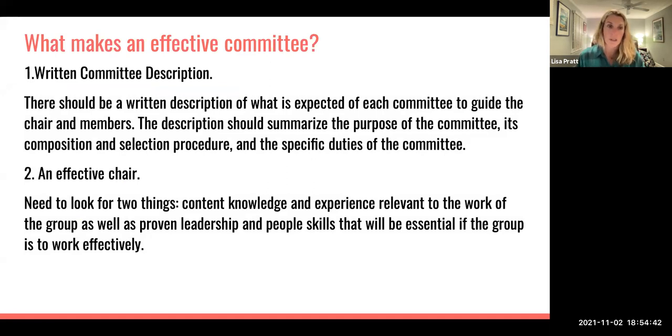Written committee description. There should be a written description of what is expected of each committee to guide the chair and members. The description should summarize the purpose of the committee, its composition, the selection procedure, and the specific duties of the committee. 2, an effective chair. You need to look at 2 things: content knowledge and experience relevant to the work of the committee, as well as proven leadership and people skills that will be essential if the group is to work effectively. Next slide.